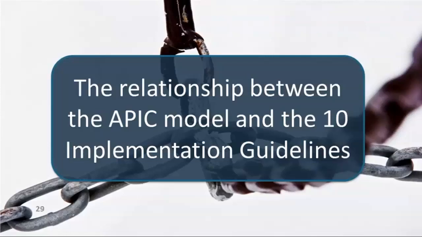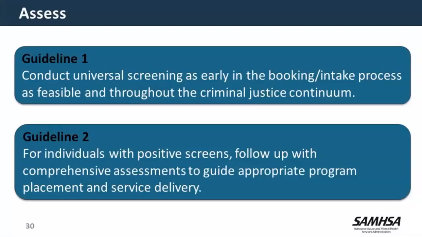So what is the relationship between the APIC model and the 10 implementation guidelines that are available to view in the publication that I just showed you a couple of slides ago? Really, what we do with the 10 guidelines is they break out very nicely into the 4 letters, the APIC, or Assess, Plan, Identify, Coordinate of the APIC model. The first 2 guidelines that appear up on the screen are guidelines or domain areas that fit within the Assess piece of the APIC model.